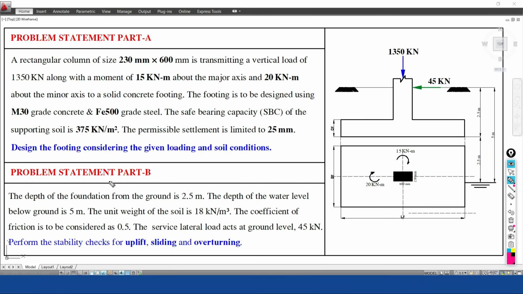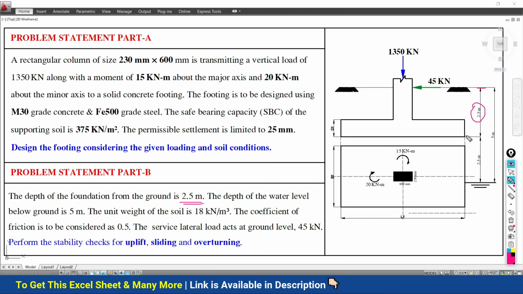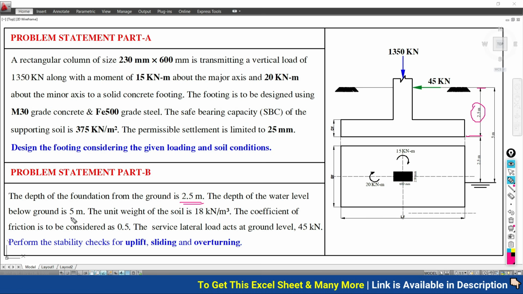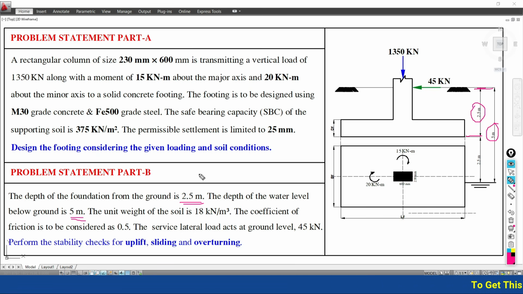In the problem statement part B, the depth of the foundation from the ground level is 2.5 meter, that is, 2.5 meter from the ground level up to the foundation base. The depth of the water level below the ground is 5 meter. The unit weight of the soil over which it is going to rest is 18 kN/m³. The coefficient of friction is to be considered as 0.5.